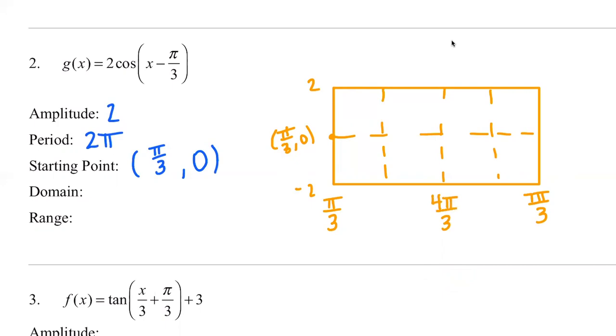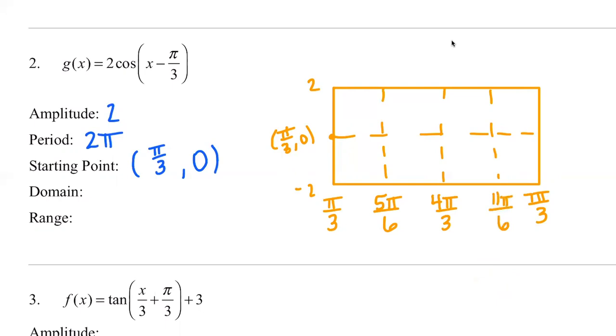If we add these two together, we have 5 pi over 3 divided by 2 for our midpoint, which is going to give us 5 pi over 6. And if we add these two together, we get 11 pi over 3 divided by 2 for our midpoint, which will get us 11 pi over 6.